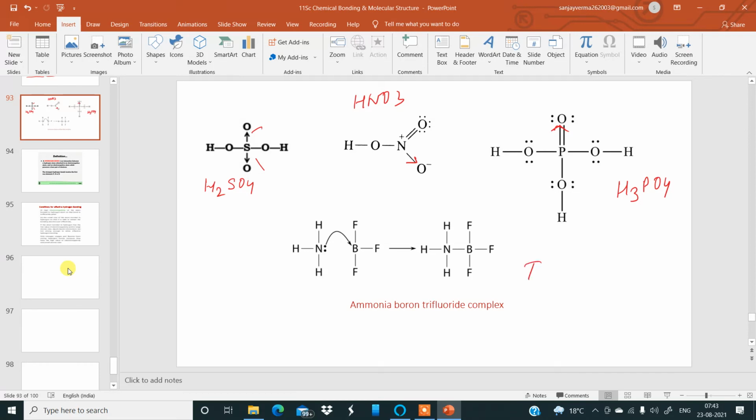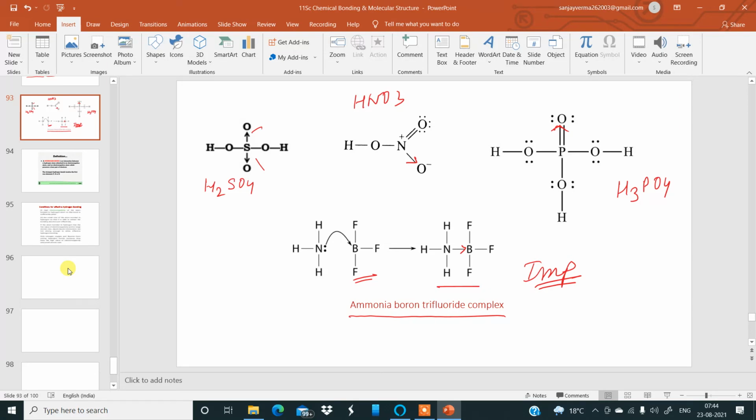Next is a very important formula, and I have seen plenty of questions based on this: the ammonia boron trifluoride complex. Ammonia and boron trifluoride combine with each other by means of a coordinate bond, which lies over here. When the lone pair of electrons on the nitrogen atom of ammonia coordinates with the boron atom of boron trifluoride, it forms a complex, because this boron is deficient of electrons. It shows an incomplete octet and is still stable.